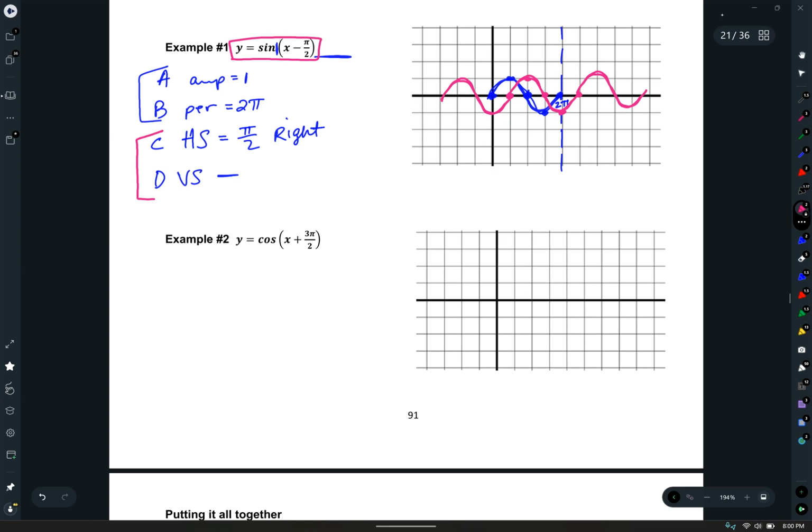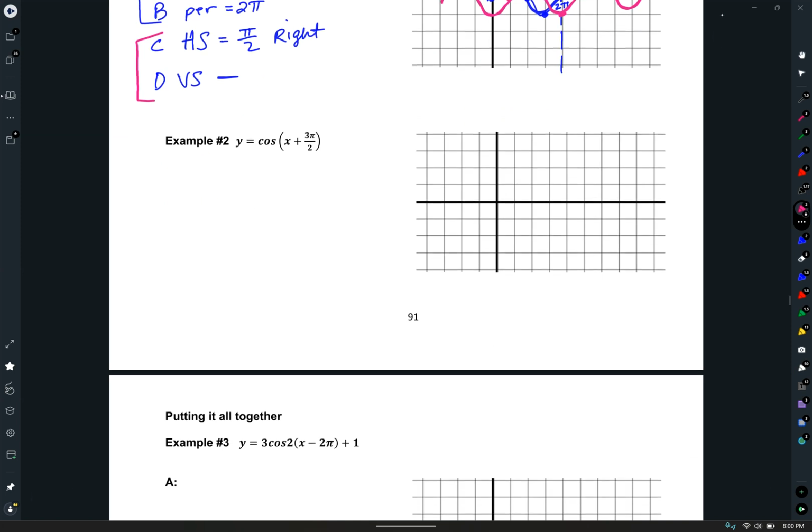Okay. All right. Example 2. So again, let's consider all 4 things, A, B, C, and D. So I know my amplitude is 1, because right, the number in front is 1. I know the period is, again, the B number in front of the x right here is 1, so 2 pi over 1. In this case, we're going to say the horizontal shift is 3 pi over 2. And because it's a plus, we're going to say to the left. And again, there's no number at the end, so that means there's no vertical shift.